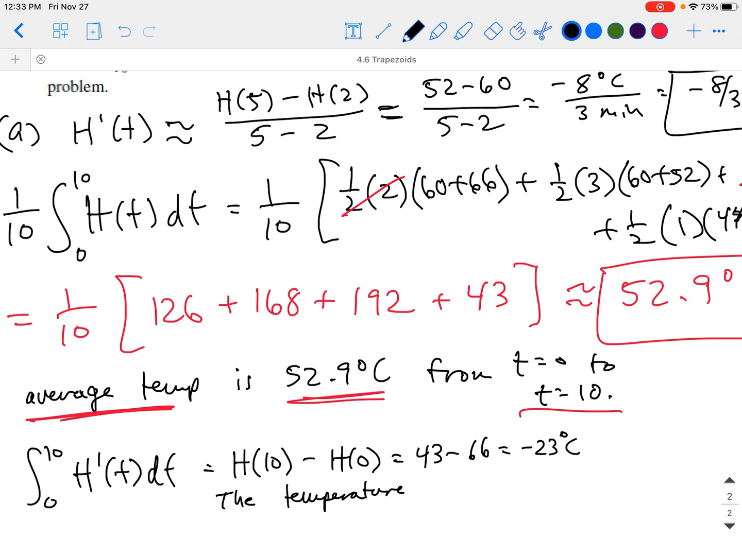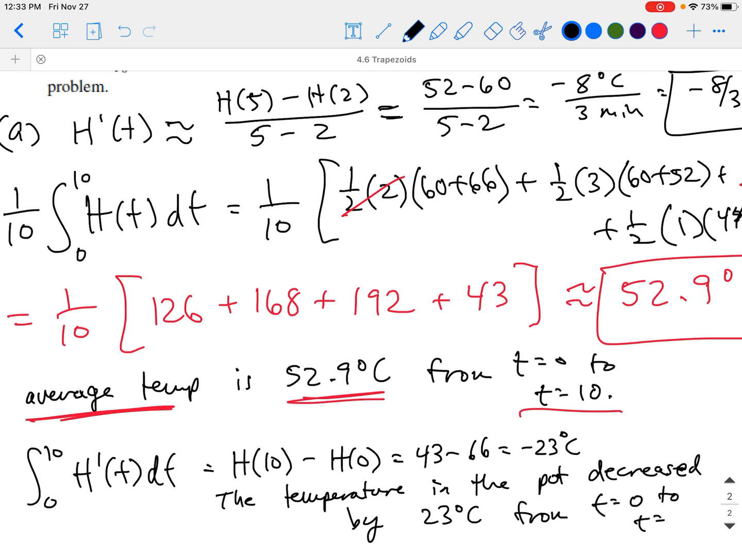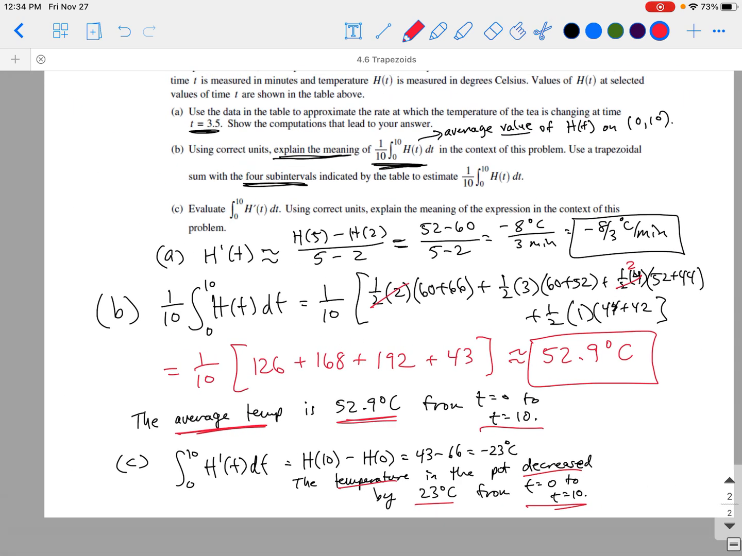So the temperature in the pot decreased by 23 degrees Celsius from t equals 0 to t equals 10. Again, we want to be very specific about what we're describing. You could say the temperature in the pot changed by negative 23 degrees, but you have to indicate that it's going down with some sort of verbiage or adjectives. And then always, always, always put the time interval.